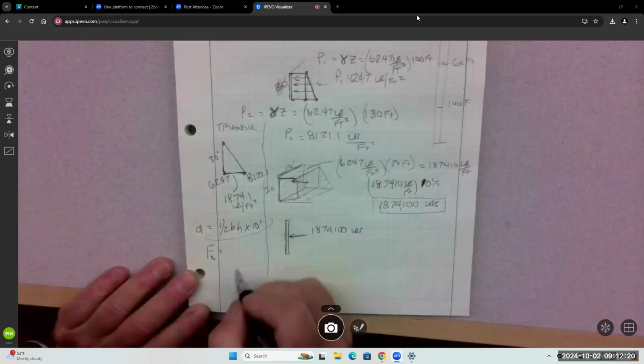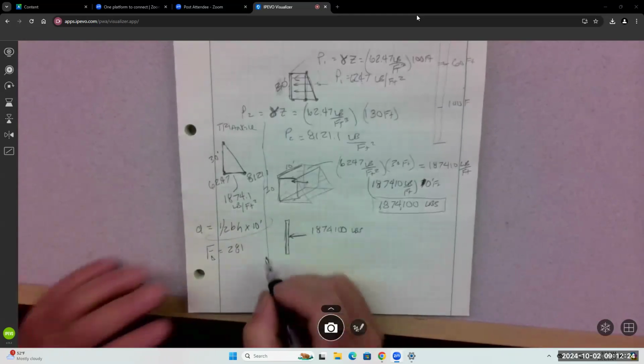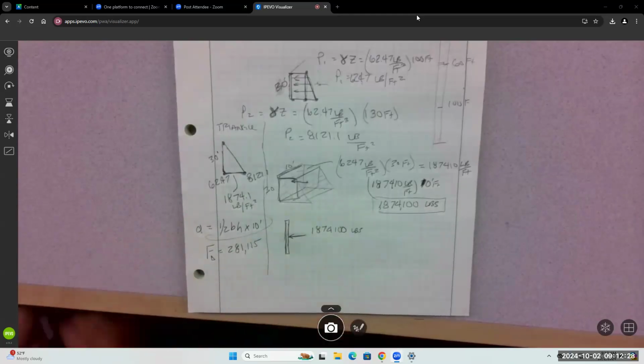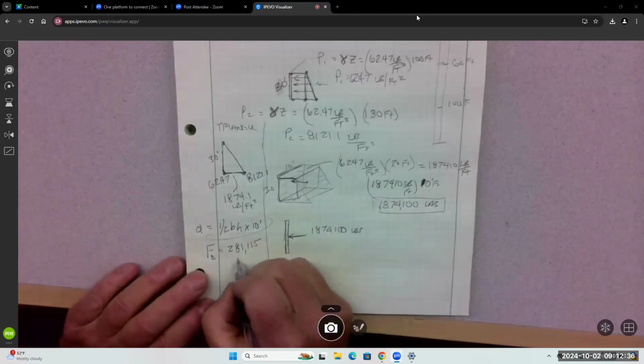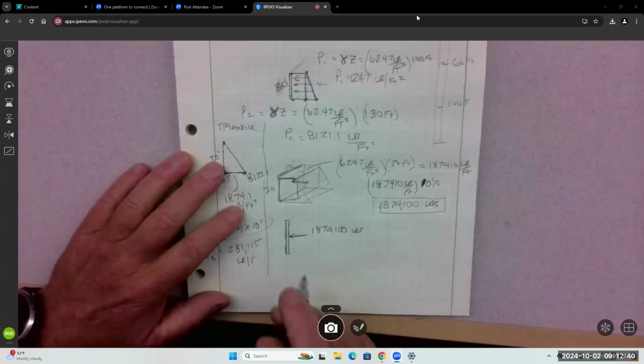For the force due to the triangle, I get 281,115. Anyone else get that? Yes. And so that's just pounds.